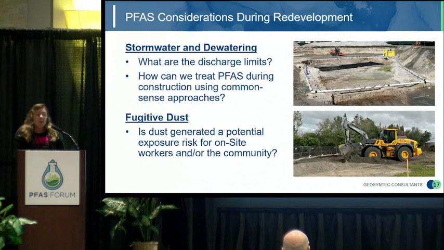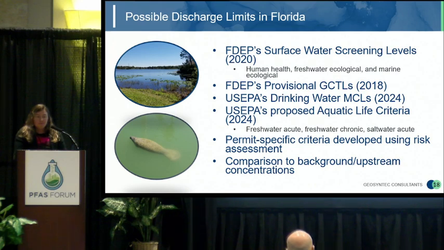So before I get into it a little bit more, here are the specific questions that I'm going to walk through today. For stormwater and dewatering, if you know you have PFAS in those media, what do you have to treat to? What might your discharge limits be? And then given that redevelopment projects are often short-term, what kind of common sense approaches can we use to actually treat PFAS and other contaminants during redevelopment? And then again, with fugitive dust, what's the potential exposure risk to various stakeholders? So I'm going to start with discharge limits.